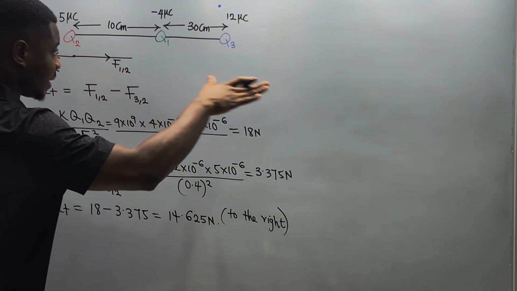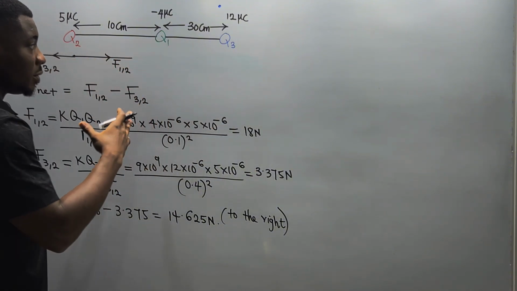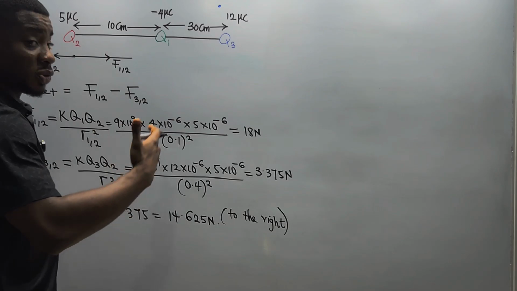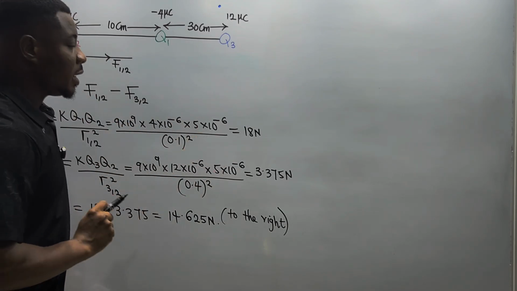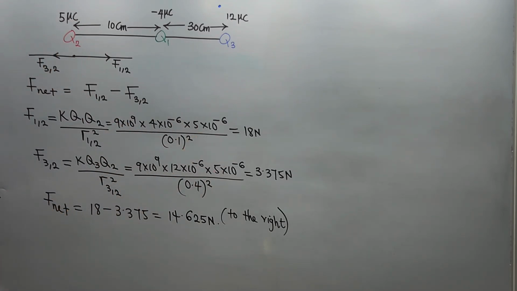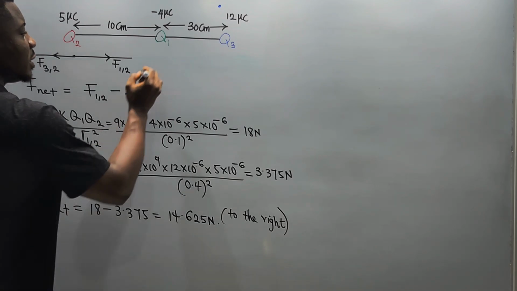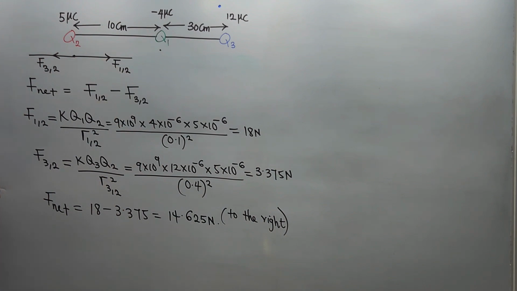So the right means it's moving like this, which means it's moving to a charge. And when the net force points to a charge, always note that it's attractive. All right, the next one, let's talk about the net force on Q1. That is what we have here on Q1. Let's see what happens on Q1.